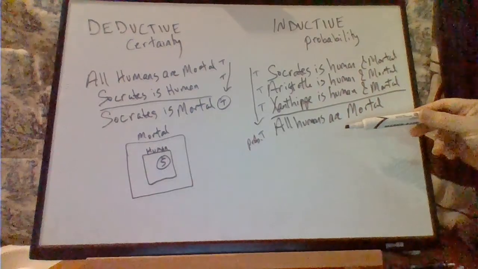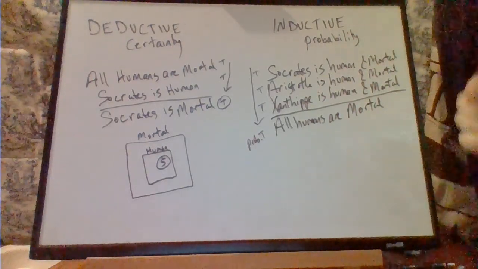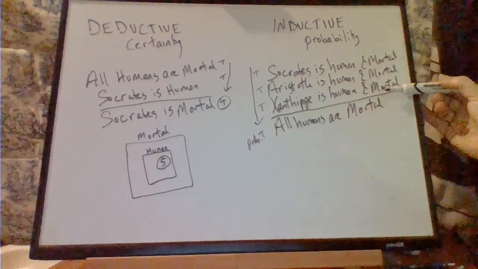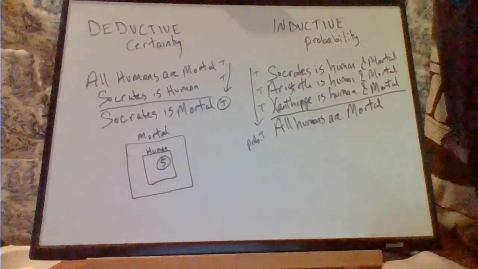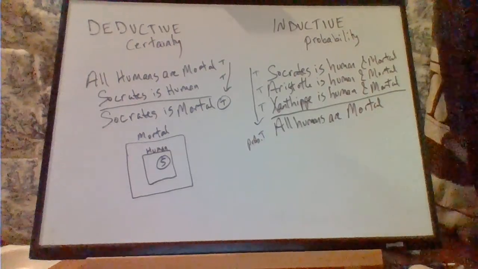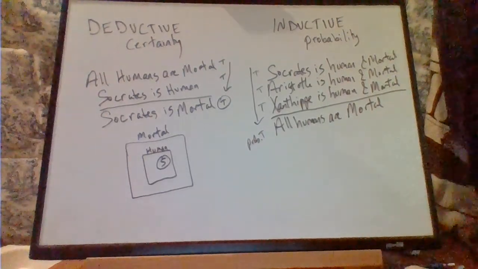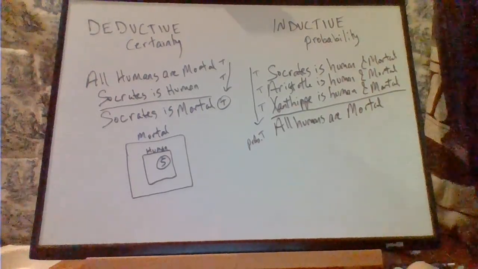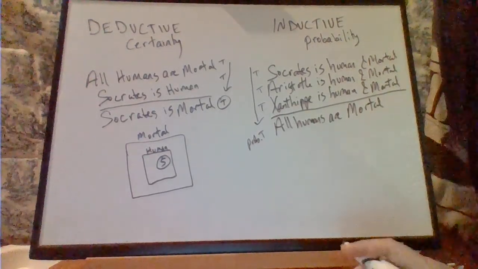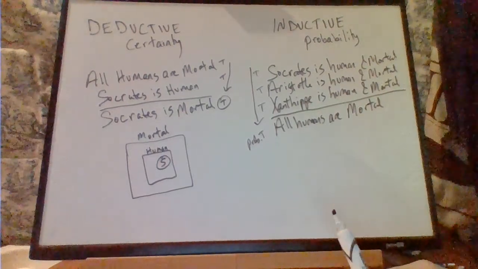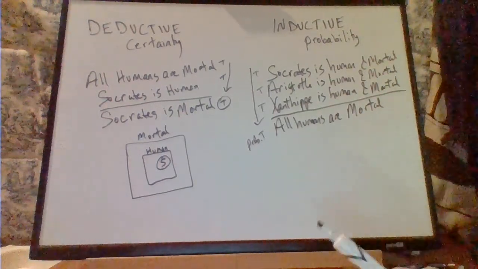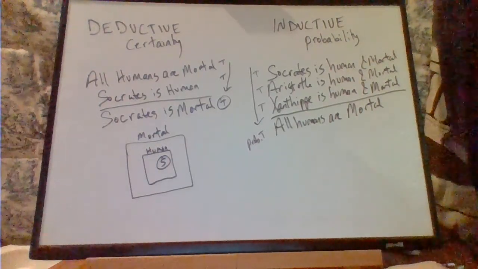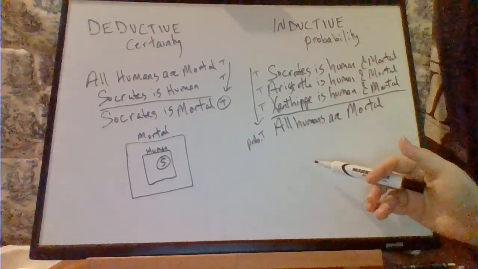Okay. So in this case, this is actually a pretty weak argument because, again, we've only looked at 3 people out of 7.5 billion on the planet now, not to mention all those that have come before and have existed in past times. If I had said, hey, I've examined 1 million people, and all of those people are human and mortal, that would be a much stronger argument.